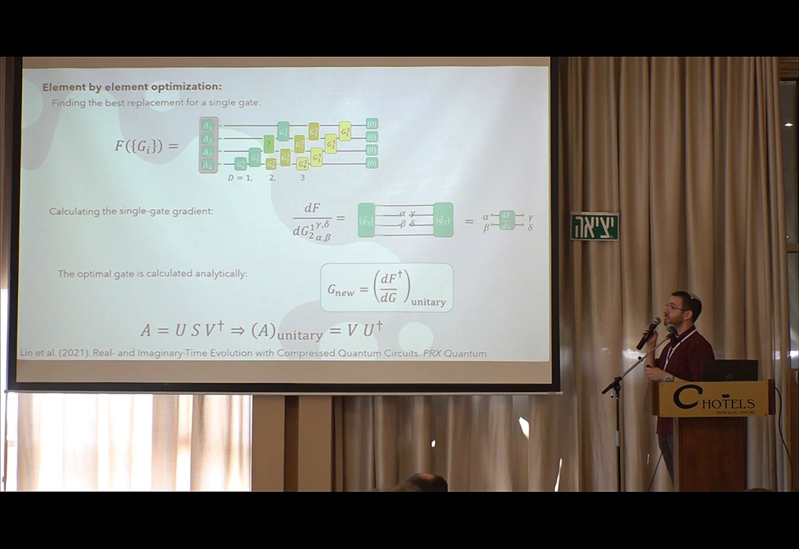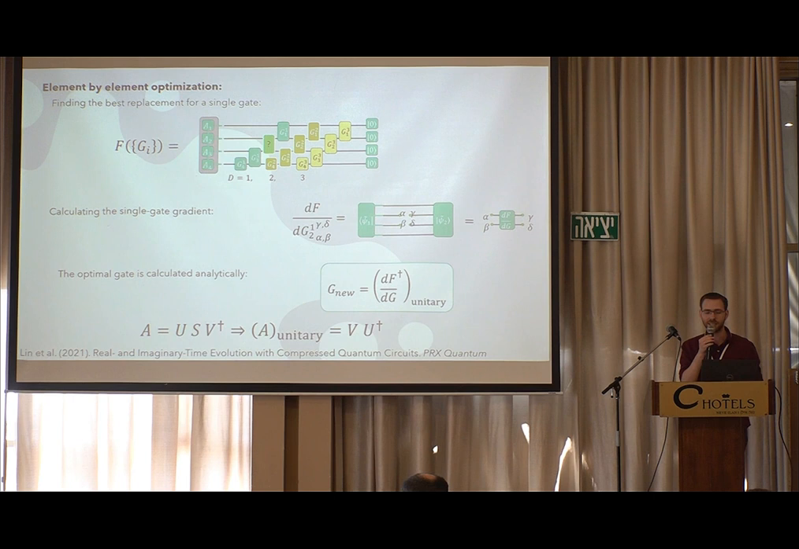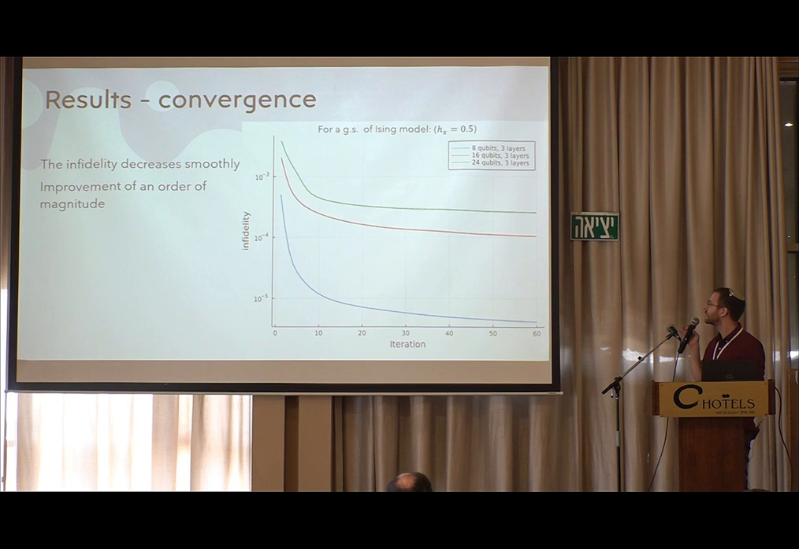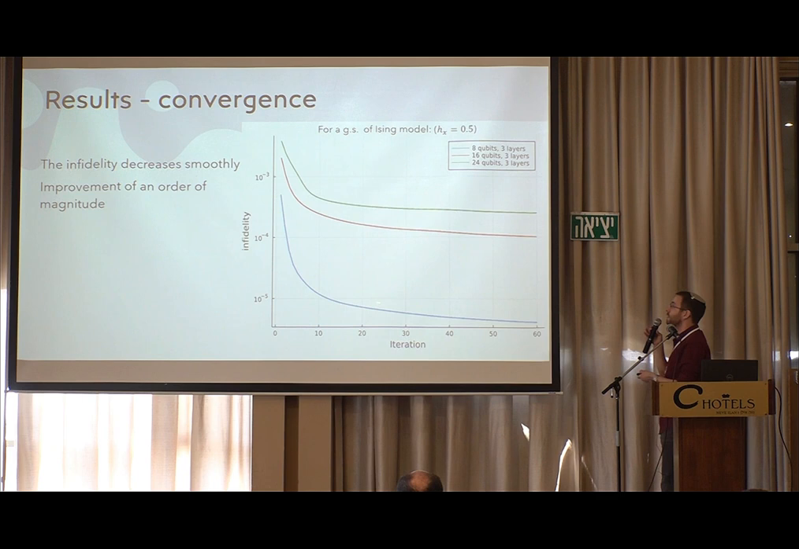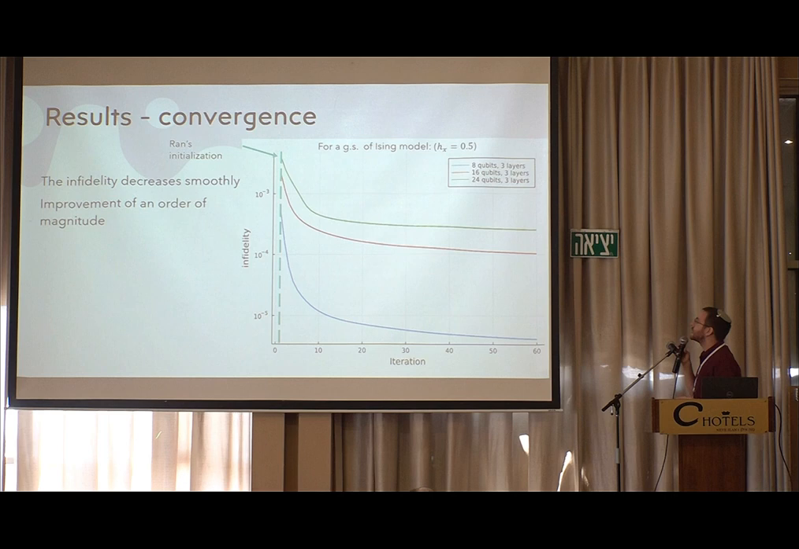And then after we got the best gate for this specific gate, we can go over all the other gates, each time replacing the gates with an optimal replacement, and then hopefully it will converge to the maximal value of fidelity. And so these are some examples of how the convergence looks. It's very, very smooth in our case. You can see this is the infidelity as a function of the number of iterations. The first step is actually the initialization provided by the previous algorithm. So after the optimization, given exactly the same number of gates, we have improved by one or two orders of magnitude only by simple steps of optimization.